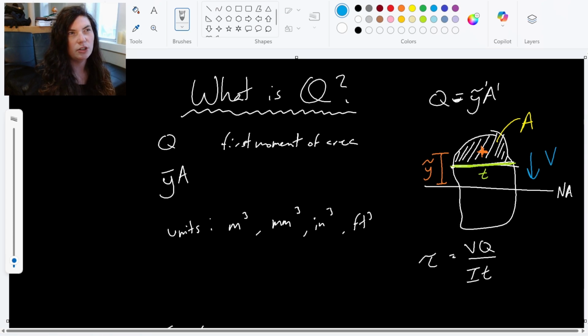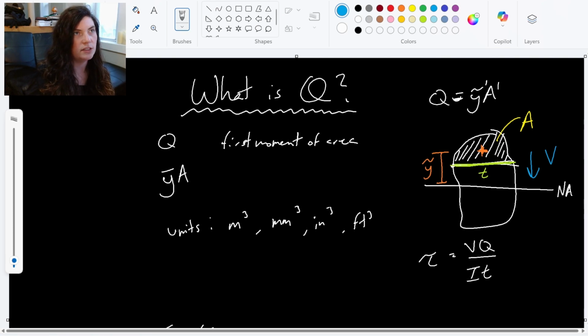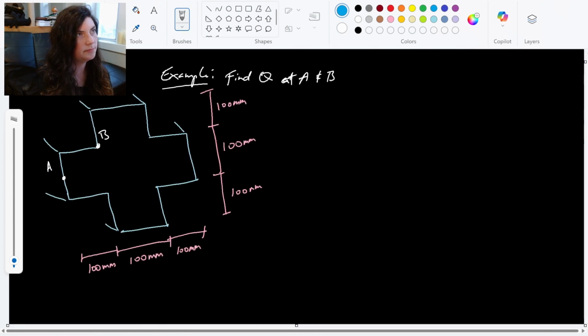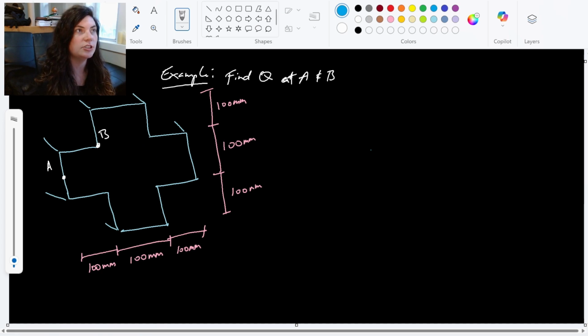So let's go ahead and look at a quick example of how you calculate this Q before we go into our big shear stress examples. All right, so here I've got a cross section. It's a section that's shaped like a cross for our beam here, and it's got 100 millimeter sections all along it. Then we want to find Q for these two different case scenarios. We want to find Q at A, and we also want to find Q at B. These are going to be two different Q values.